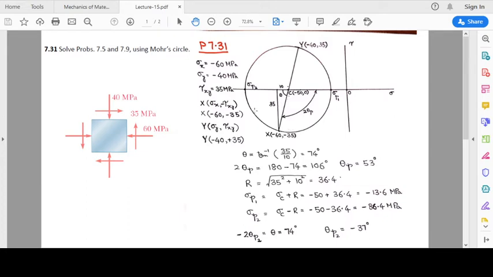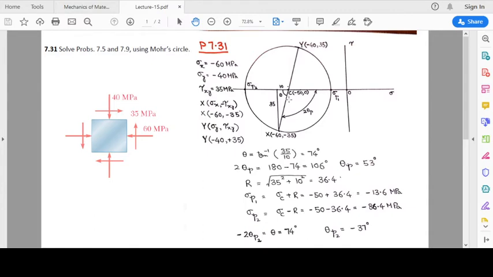So this is 35, and this is going to be equal to 10, because the average normal stress is going to be equal to minus 60 minus 40 divided by 2, which comes out to be minus 50, sigma x plus sigma y divided by 2. So the coordinates of point C are going to be minus 50, 0.